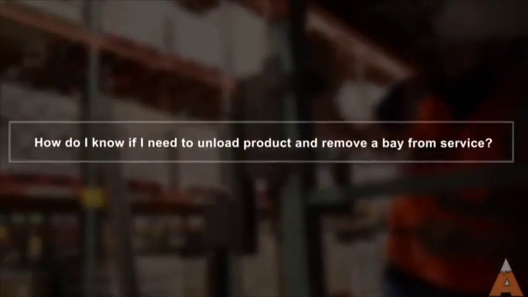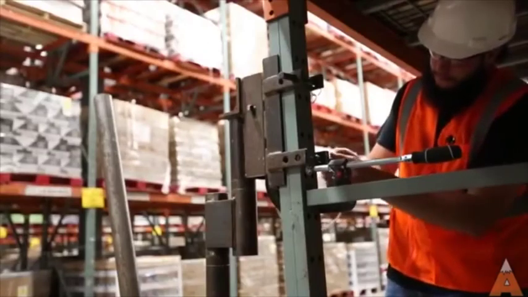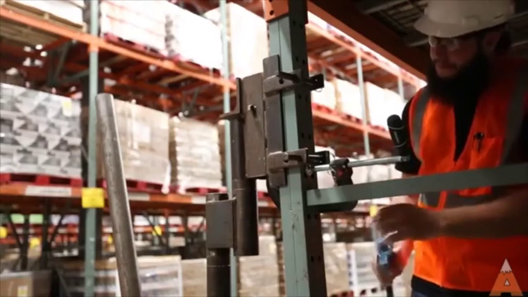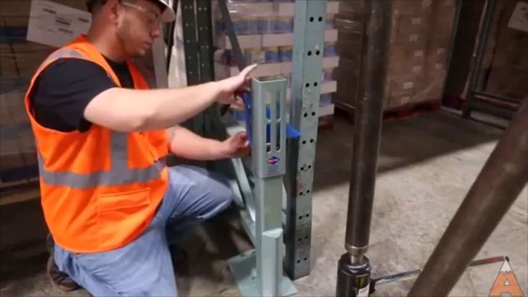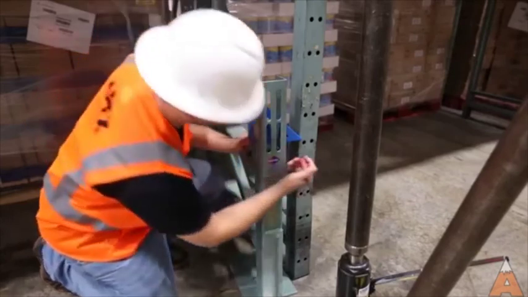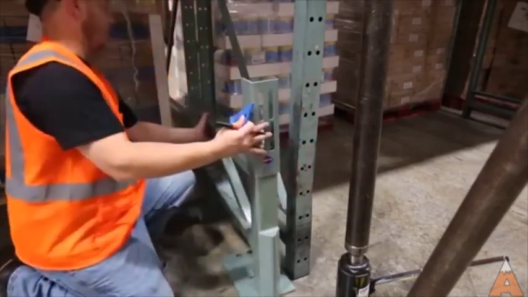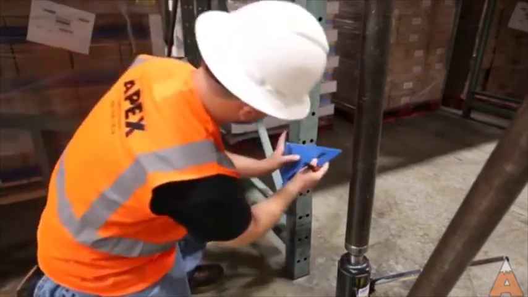How do I know if I need to unload product and remove a bay from service due to damage? If you're concerned about severe rack damage, it is always better to unload the rack bay and adjacent bays as soon as possible before evaluating the system. You can also contact the Apex Rack Repair team for guidance. Send over a picture or reference a location from your survey and we'll help you make that determination.